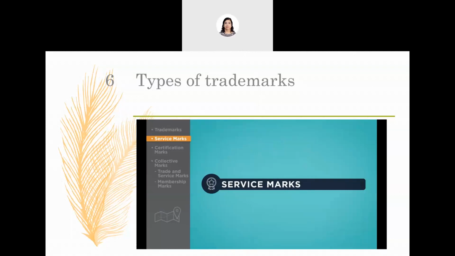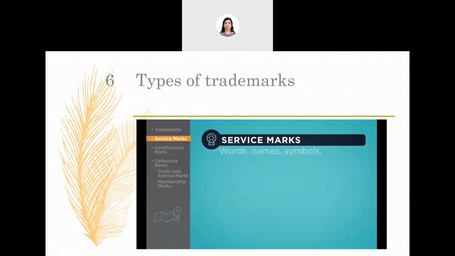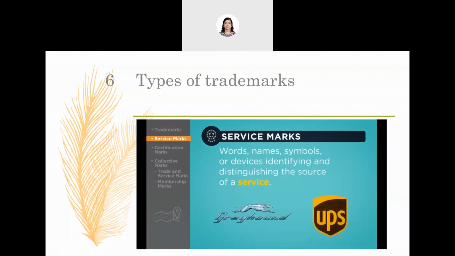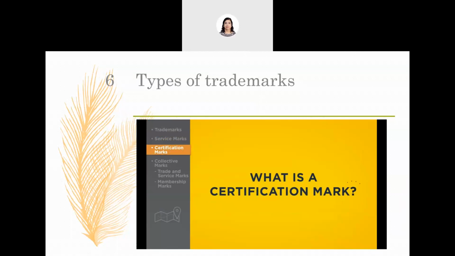What is a service mark? Service marks are exactly the same in principle as trademarks, except that the words, names, symbols, or devices identify and distinguish the source of a service. Examples of service marks include the sleek silver Greyhound dog on Greyhound buses and UPS's brown shield emblazoned with the bold yellow letters UPS.